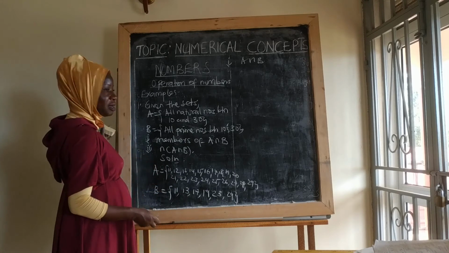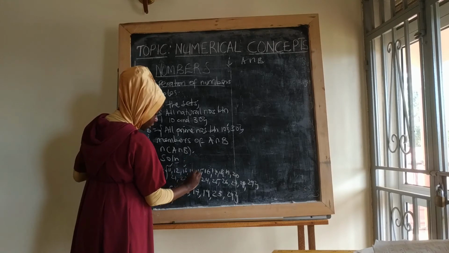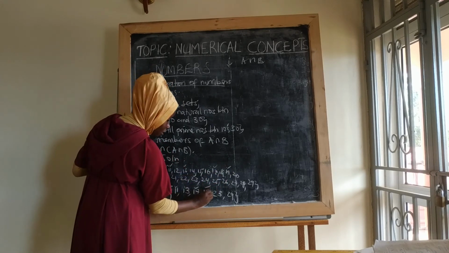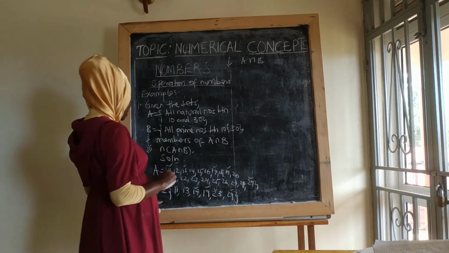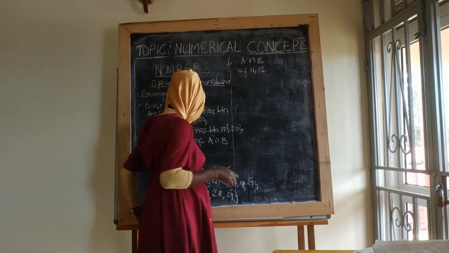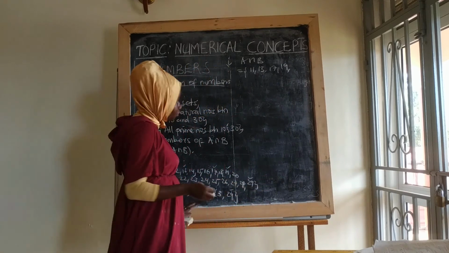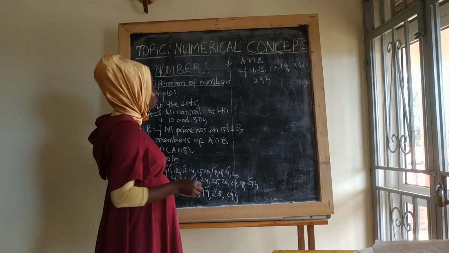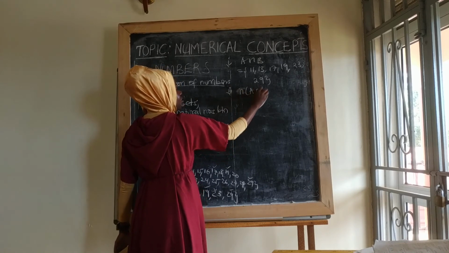So to cite the members that appear in the 2 sets, in set A, I have 11, 13, I have 17, I have 19, 23, and 29. Actually, all the prime numbers are also natural numbers. And so my A intersection B will be equal to 11, 13, I have 17, 19, I have 23, and then 29.